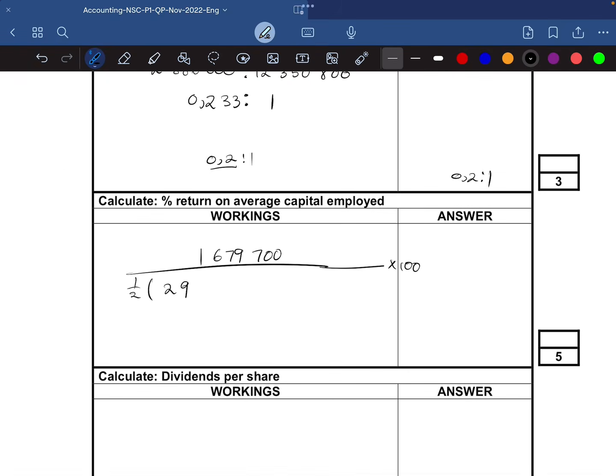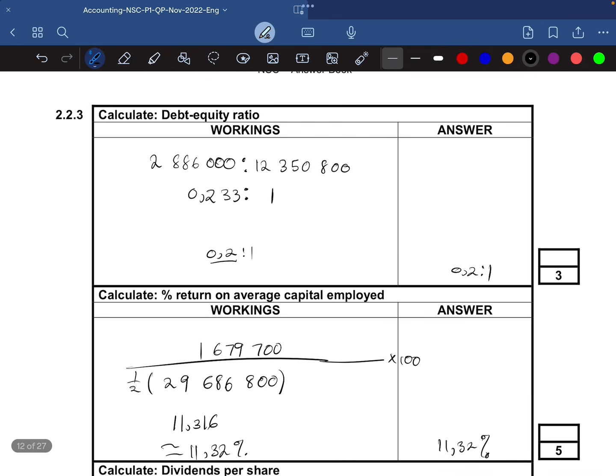So here we have half of 29,686,800, and let's see what that gives us. So that's 1,679,700 over half of 29,686,800, times 100. That should give 11.316. I don't know whether I should round off or not, but okay, let's just say 11.32%. Okay, so 11.32%.